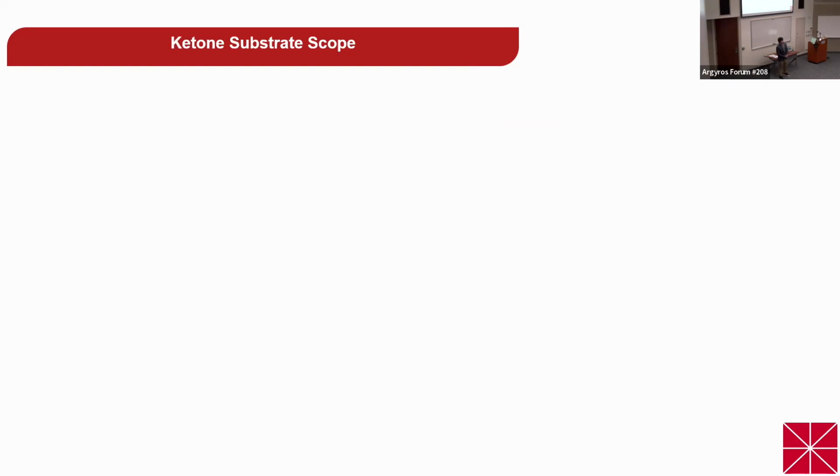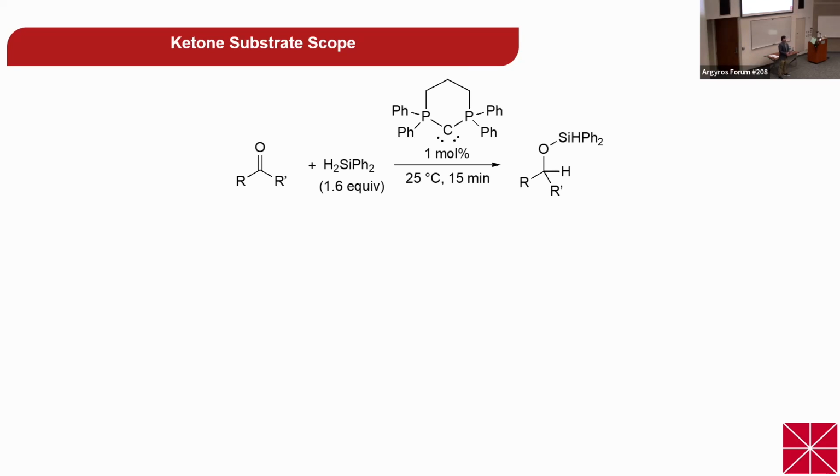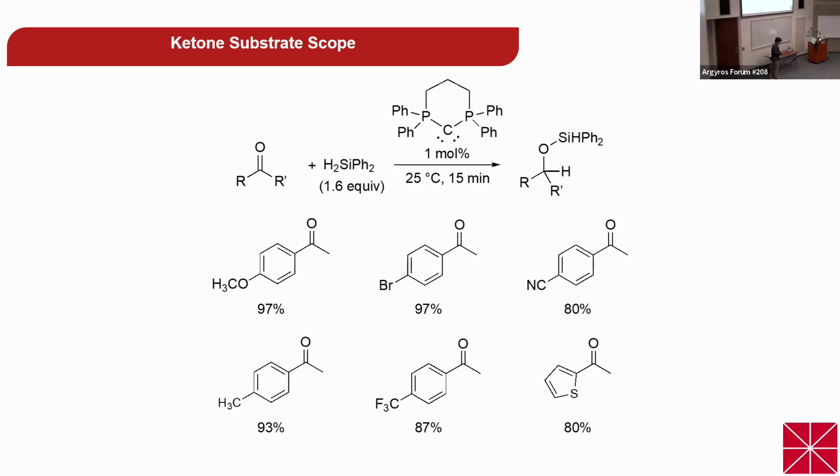A bit about the ketone substrate scope for this reaction. The general reaction used a varying ketone structure along with diphenylsilane in an excess of 1.6 equivalents. We found that an excess of our silane would help react the ketone fully and ensure that there was less starting material in our products. We reacted these at 1 mol% of our cyclic carbodiphosphorane, and these were reacted for 15 minutes before proton NMR spectra were taken.